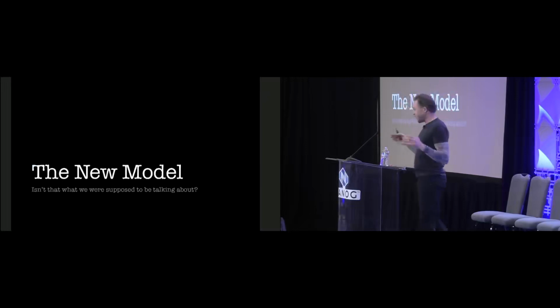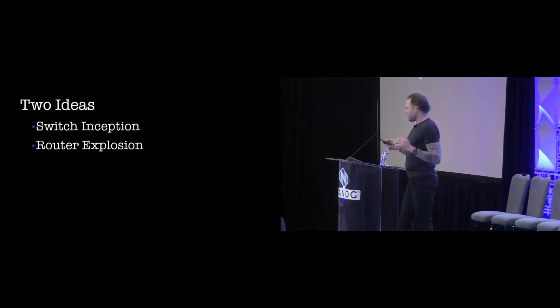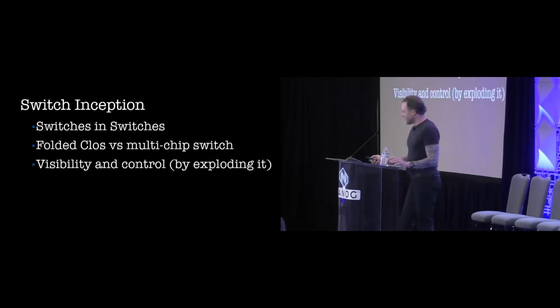So, all right, finally, the new model, right? There are two ideas that led me to think about networks in a new way. The first one is what I'm calling switch inception, and the second one is router explosion. So we'll look at each one here. The first thing is this idea of switches in switches, and the comparison of a folded Clos network, like the leaf-spine network, versus what a multi-chip switch looks like, and the potential to have more visibility and control by exploding that switch, right?